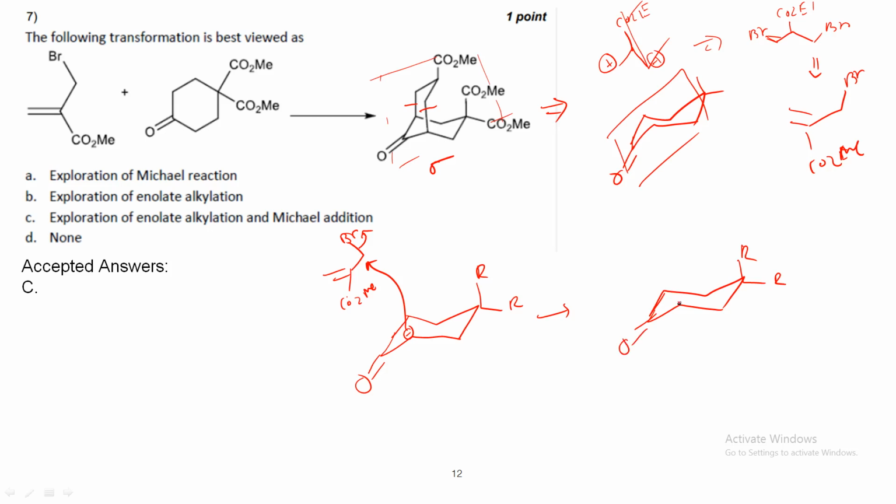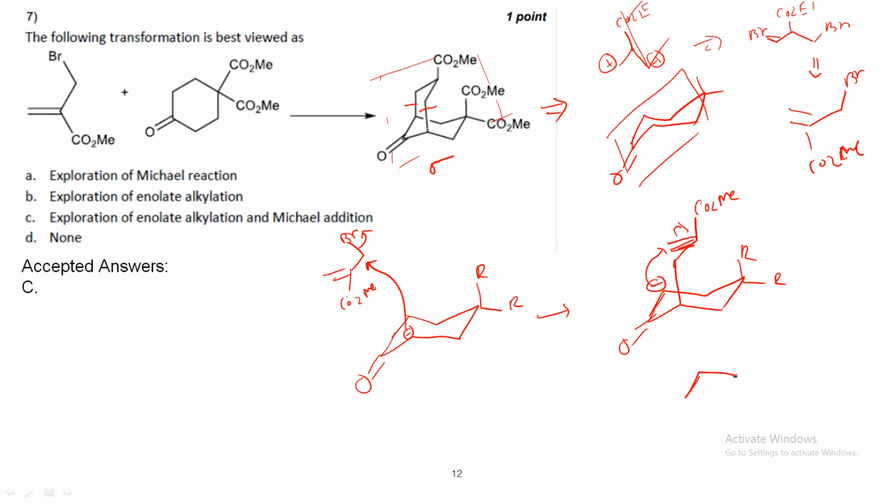So after this first bond formation, you are going to have a molecule like this one. Here you have this particular double bond. Or if you do the reverse thing here, after this addition, here you are going to have this bromo thing for alkylation.